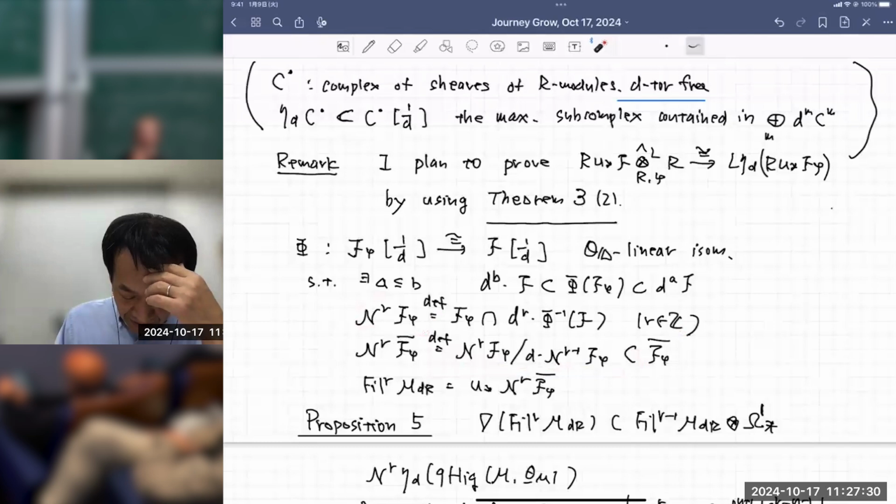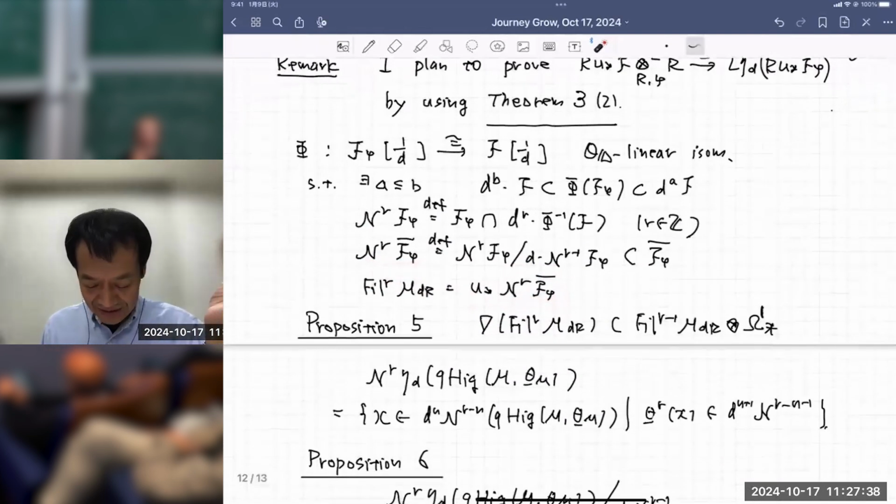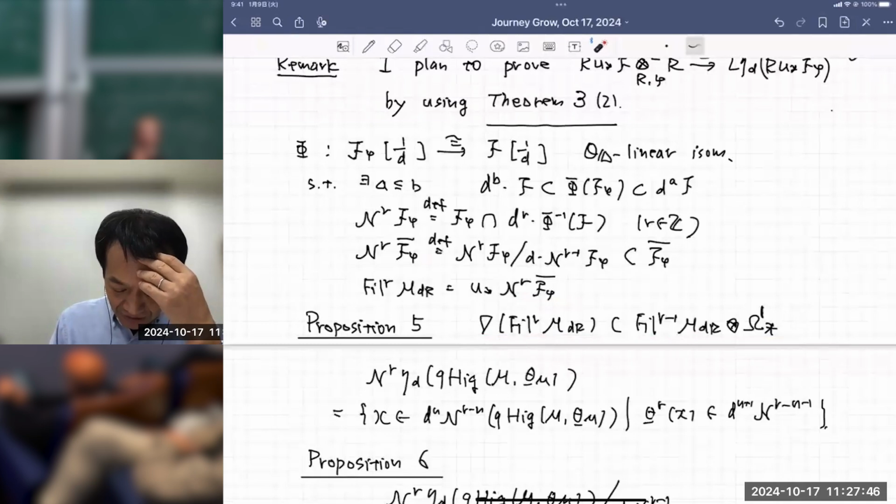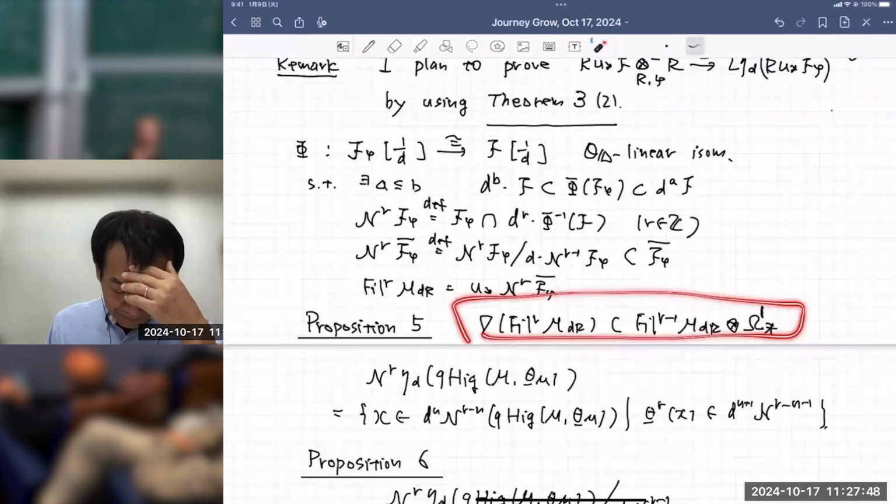And we can define a filtration of the de Rham specialization by taking the push forward of this one. And here's an answer to the question: if you have this transversality, you can prove that this satisfies this property.